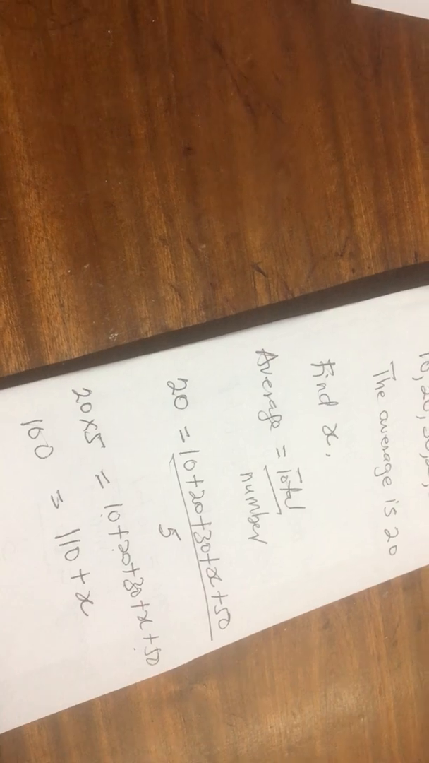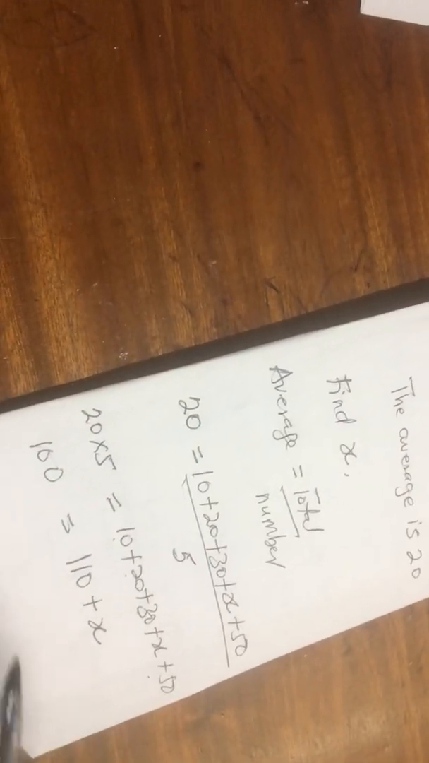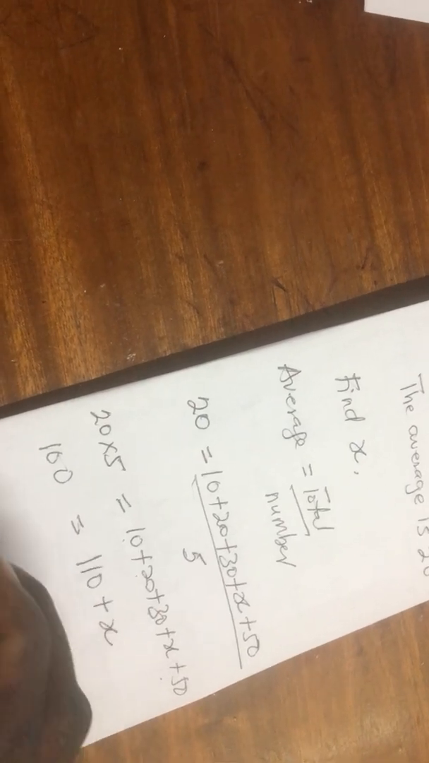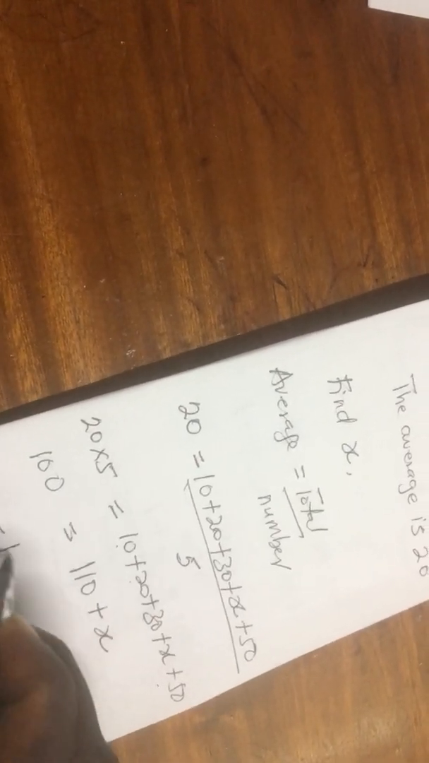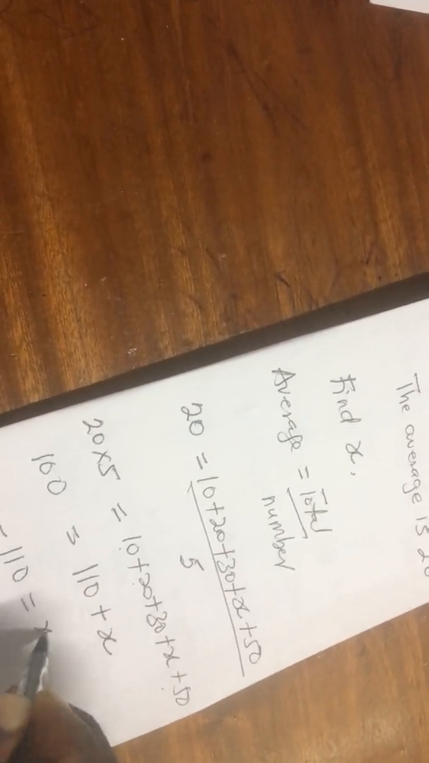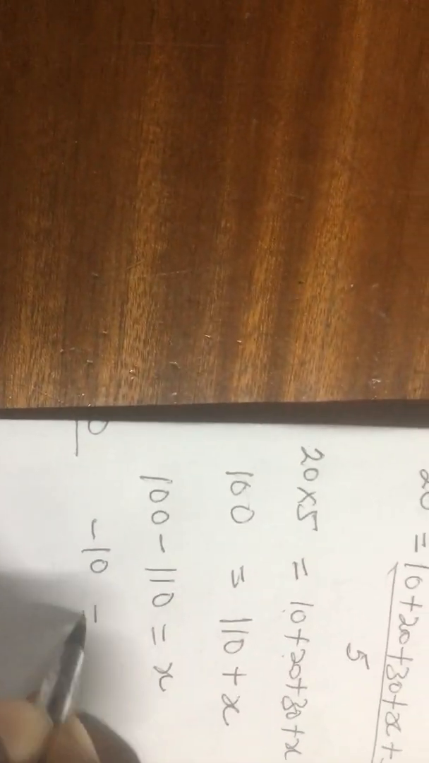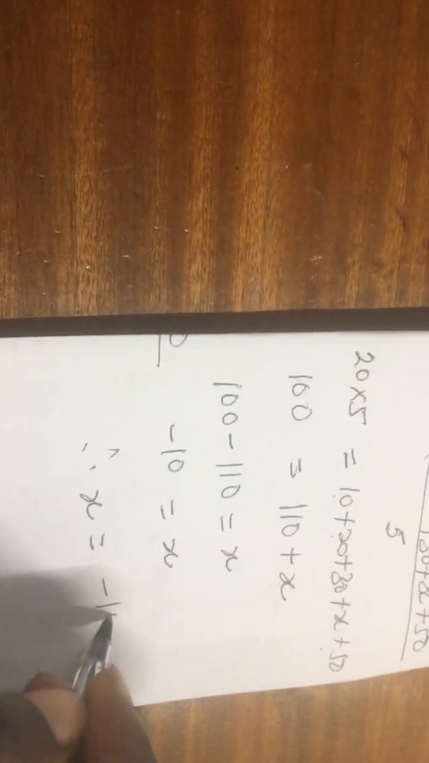So 110 plus x. You make x the subject. Let's say this one will go here. So it will be 100 minus 110 equal to x. So 100 minus 110 is negative 10 equal to x. So it means that x, therefore, x is negative 10. So the average of these numbers is negative 10.